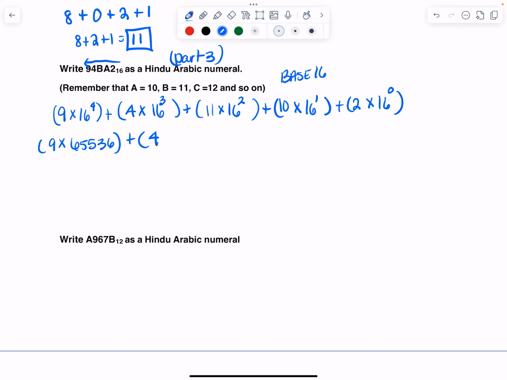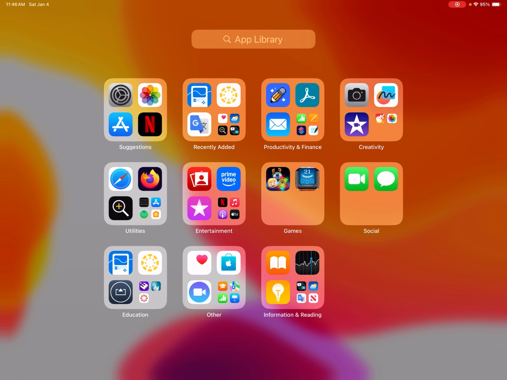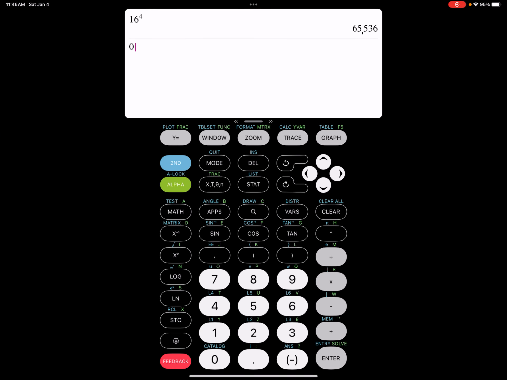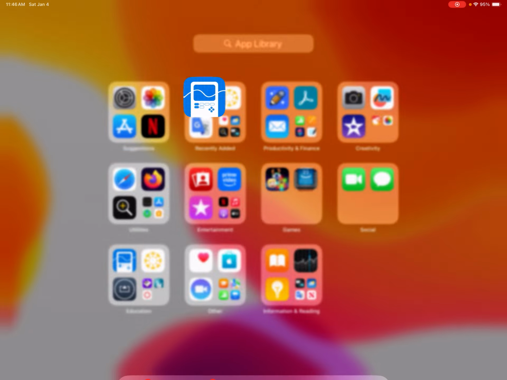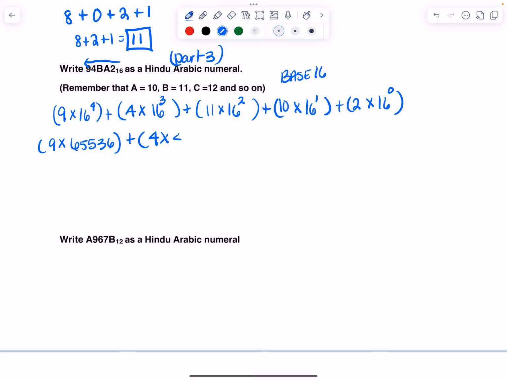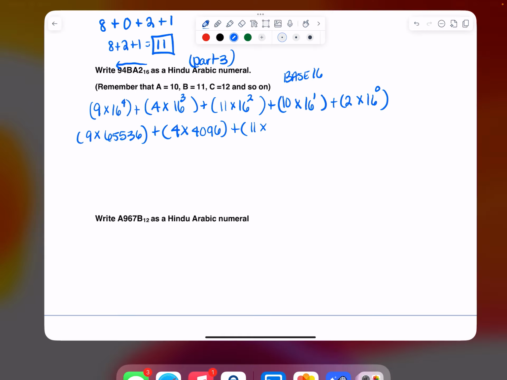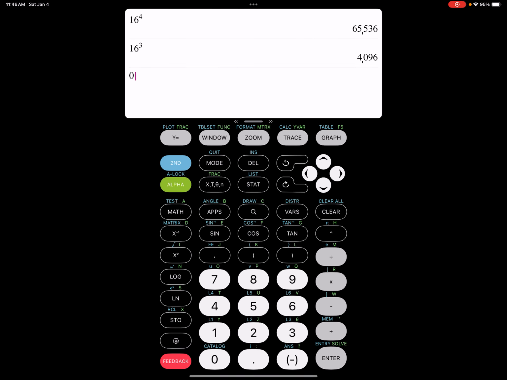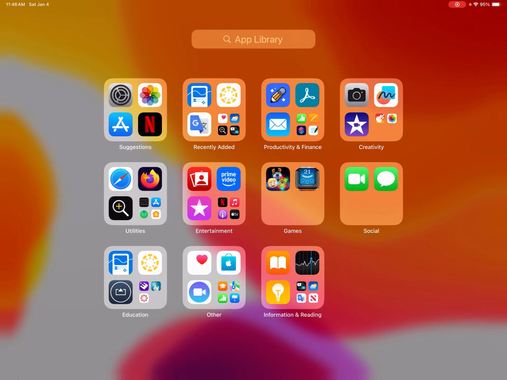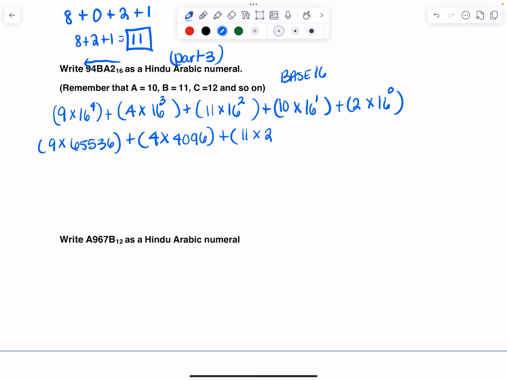Plus 4 times. Now I need to know what 16 to the 3rd is. So again, I'm going back to that calculator. 16 raised to the 3rd power is 4096, plus 11 times 16 squared, which I believe is 196, but let's see. I could be wrong. And I'm glad I checked it because I was. It's 256. Plus 10 times 16 plus 2 times 16 to the 0, which is 1.